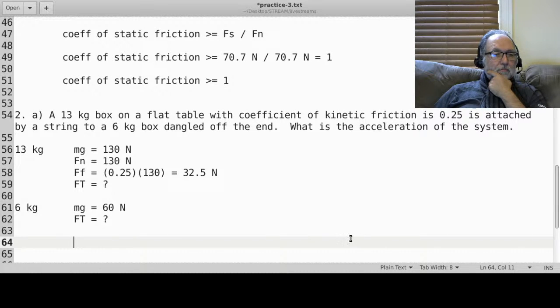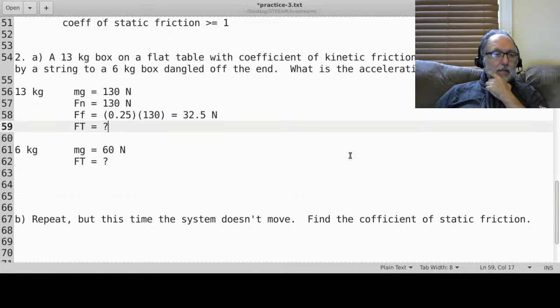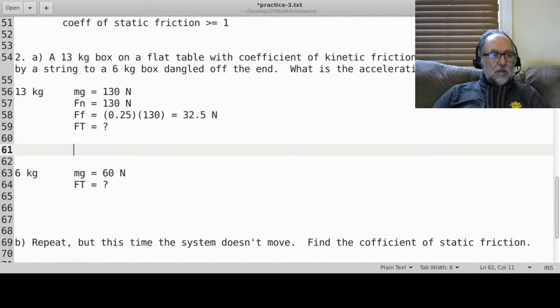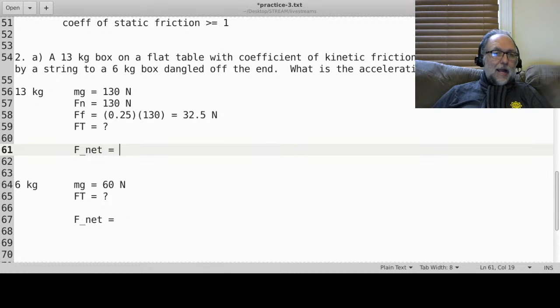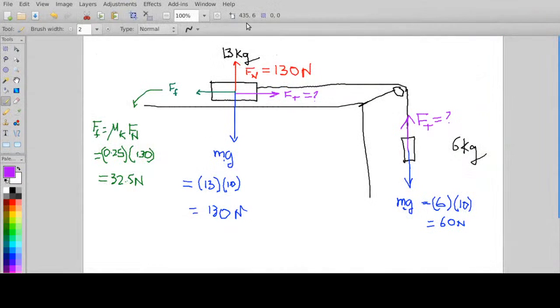Now what? The next thing is to find the net force for each one of them, F net there and F net there. Maybe I should switch back to the diagram for a second to show you how to get that F net. Let's do the 13 kilogram first. Remember, these two are canceling, so they're out of the picture. It's basically FT competing against that one there.